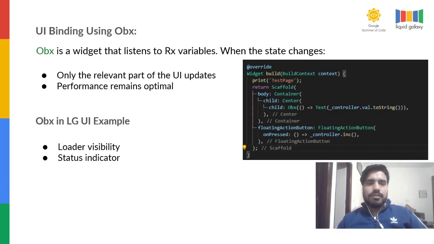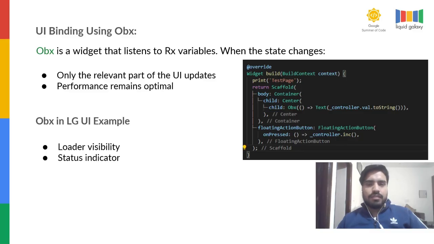So next it's time to understand what UI binding is. As I told you, when you create Rx variables, to display their values on the widget tree, you need the Obx widget. The Obx widget will listen to the values of the reactive variable, then display them on the UI part. With the help of Obx, it only rebuilds that widget in the widget tree, means it does not rebuild the entire widget tree. It only rebuilds that one widget in the widget tree.